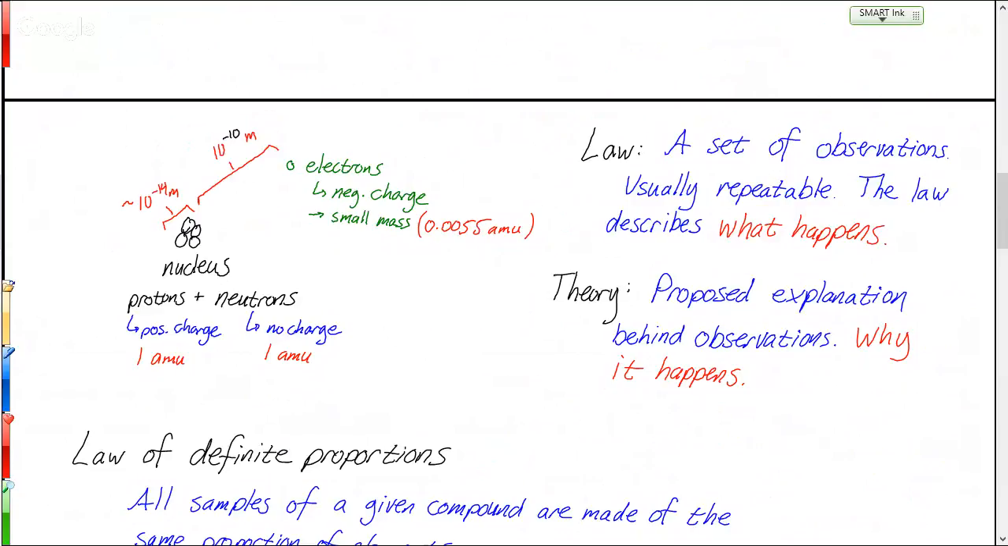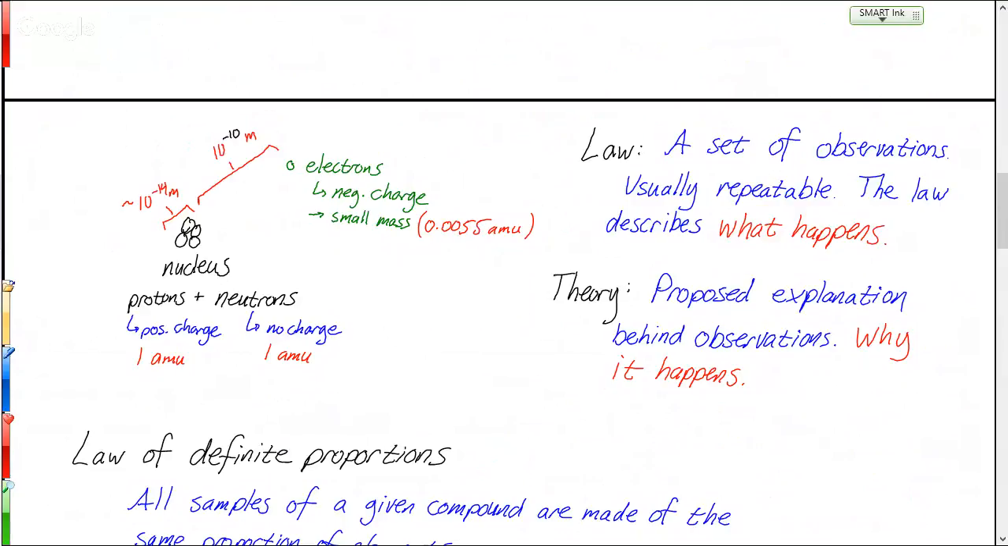If this is an atomic nucleus, if this is the size of an atomic nucleus, the closest electrons, or the outer electrons, are about 10 kilometers away, which is about 6 miles away. So that gives you a little bit of a sense of the scale. If it's this big, our electrons are 6 miles away, which is a lot.